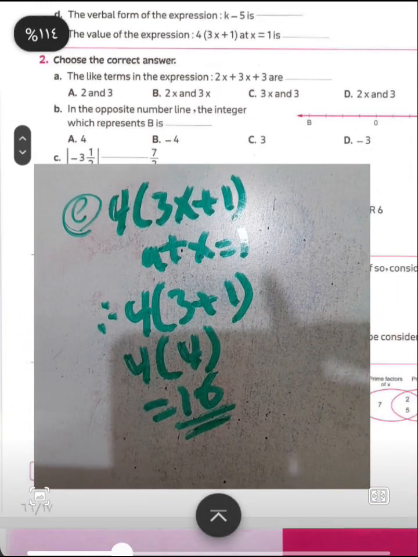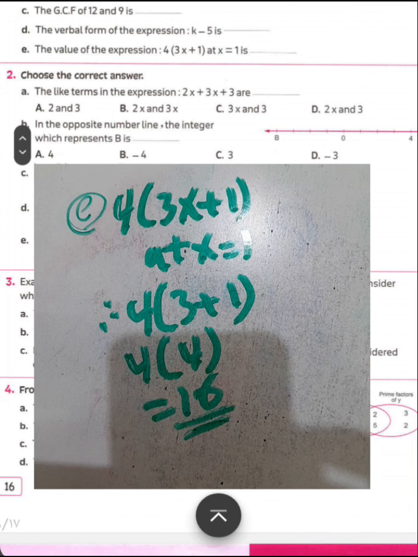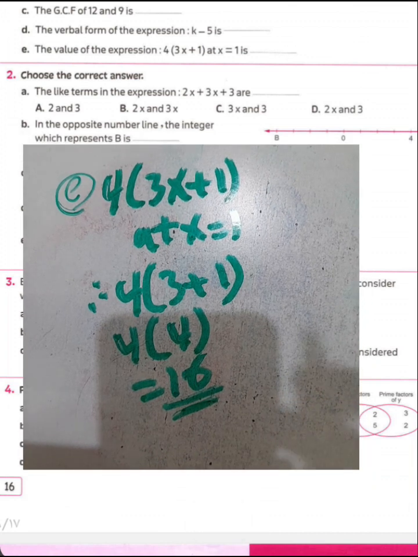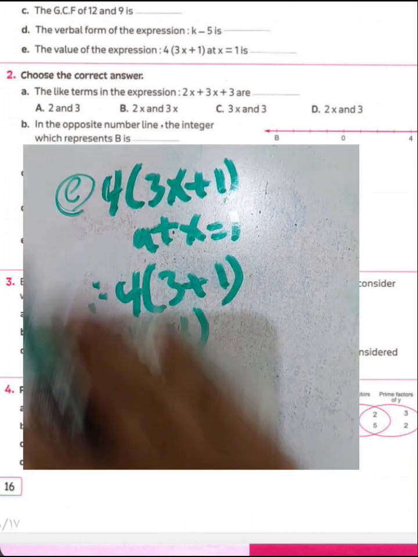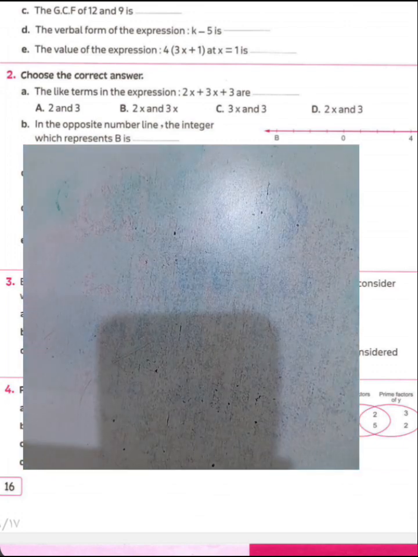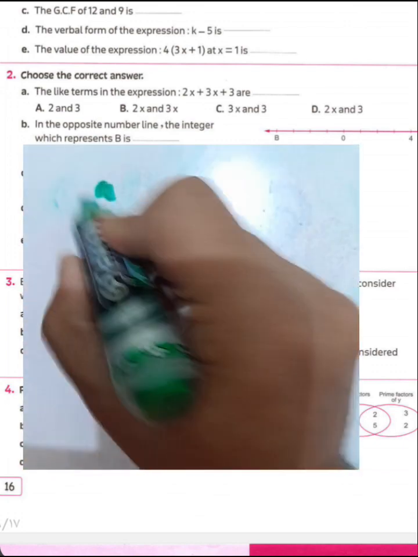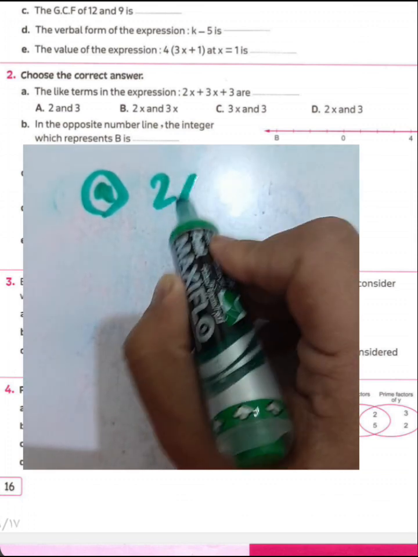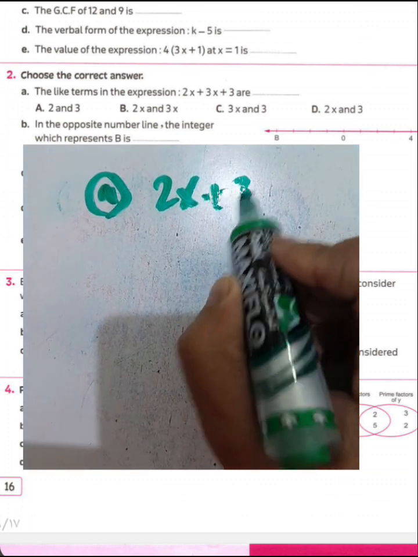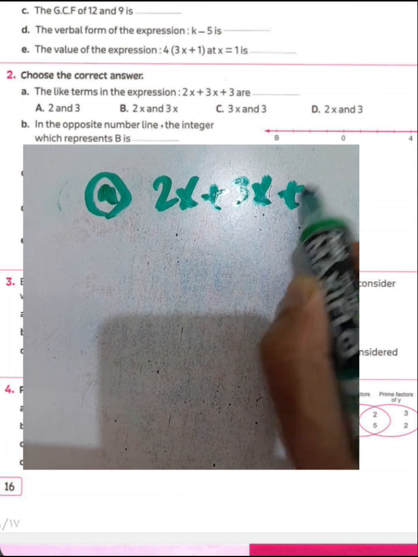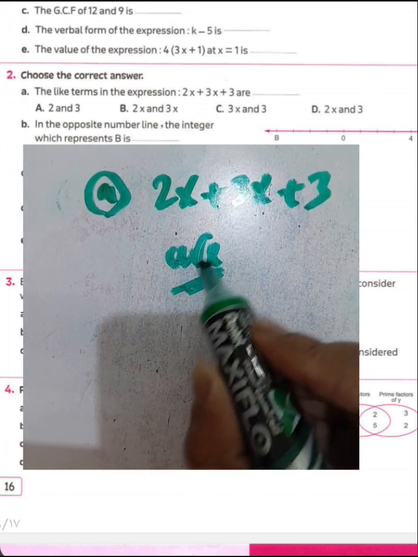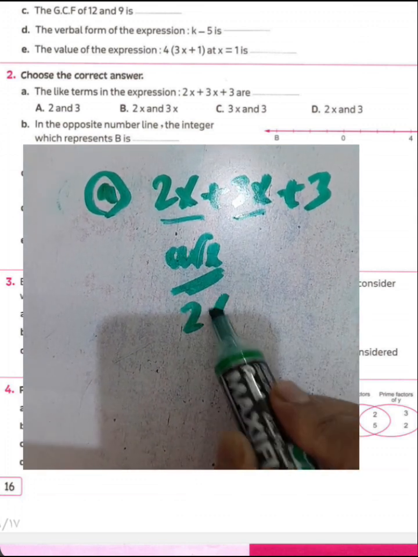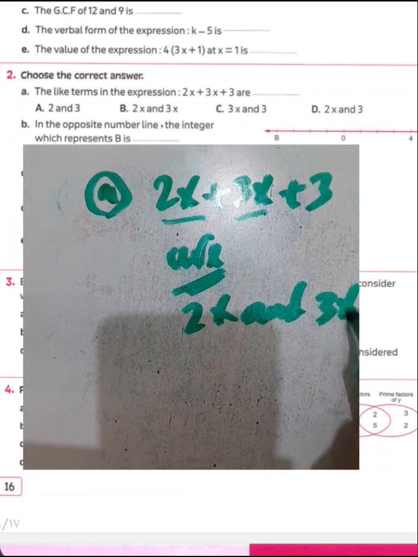The like terms in the expression 2x plus 3x plus 3r: the like terms here will be 2x and 3x. We have like terms 2x and 3x. 2x plus 3x, we can write 2x and 3x. We call them the like terms in the expression.